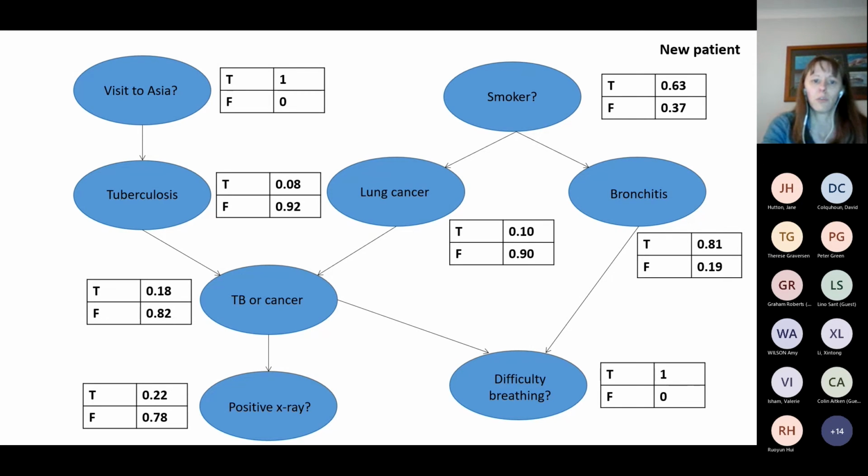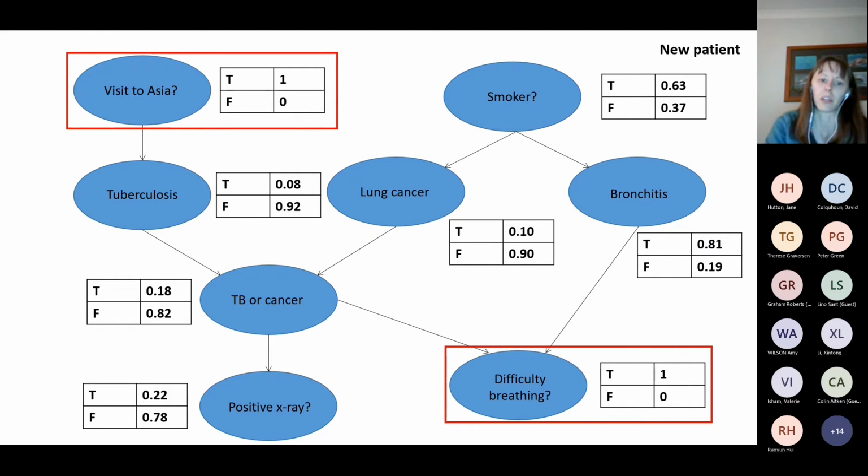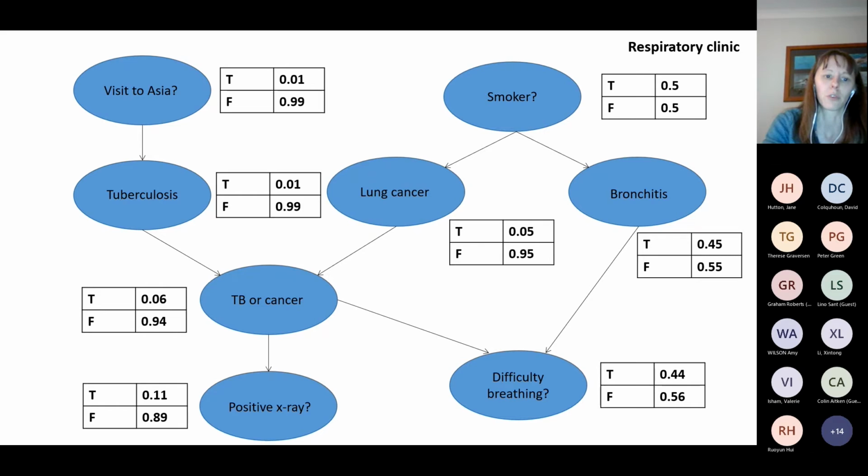For example, if a new patient comes in and says that they have been to Asia recently and they have got difficulty breathing, that information, combined with the information we have for respiratory clinic patients in general, can be used to update the probability that this patient has TB or cancer. And you can see that the probability table here changes slightly in this new patient Bayesian network compared to what it did with the original respiratory clinic data.